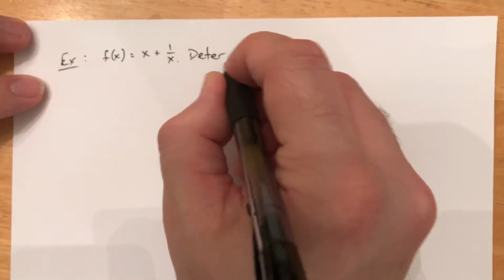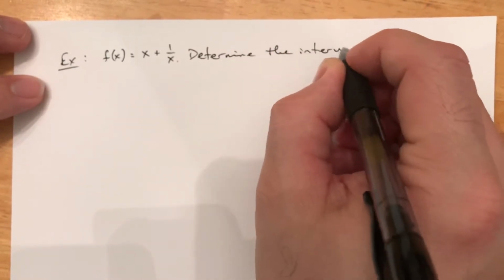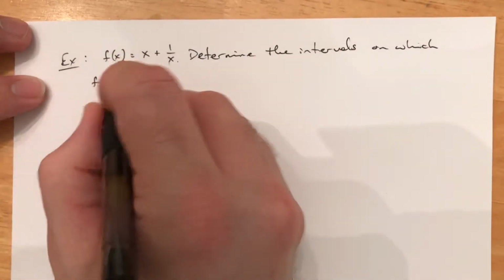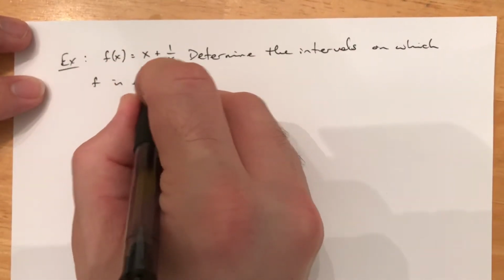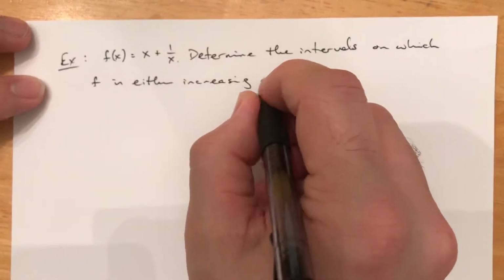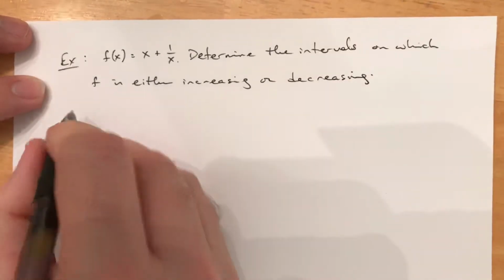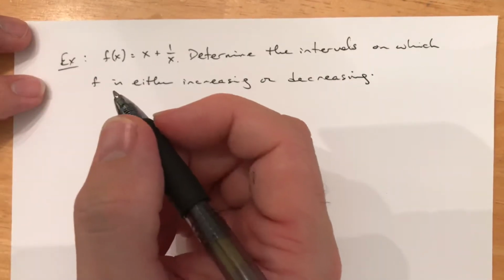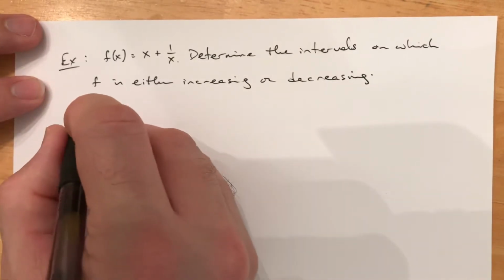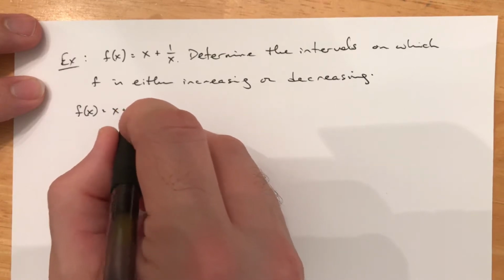So we want to determine the intervals on which f is either increasing or decreasing. Our procedure on the previous page says we need f prime. f of x is x plus 1 over x.